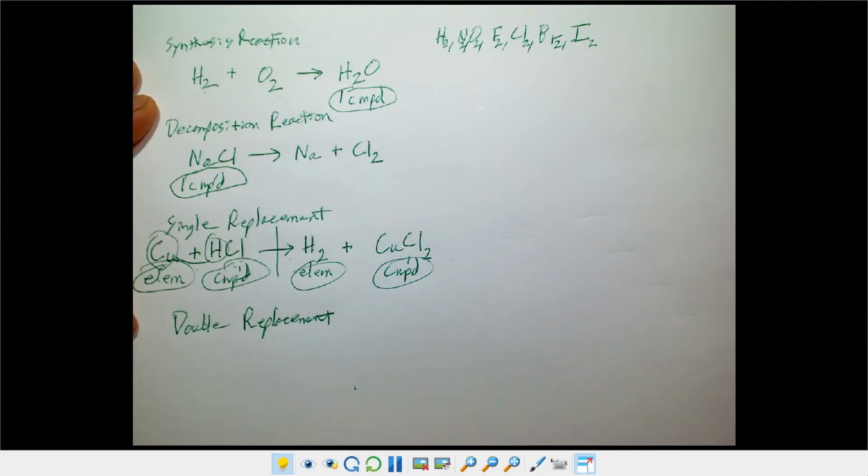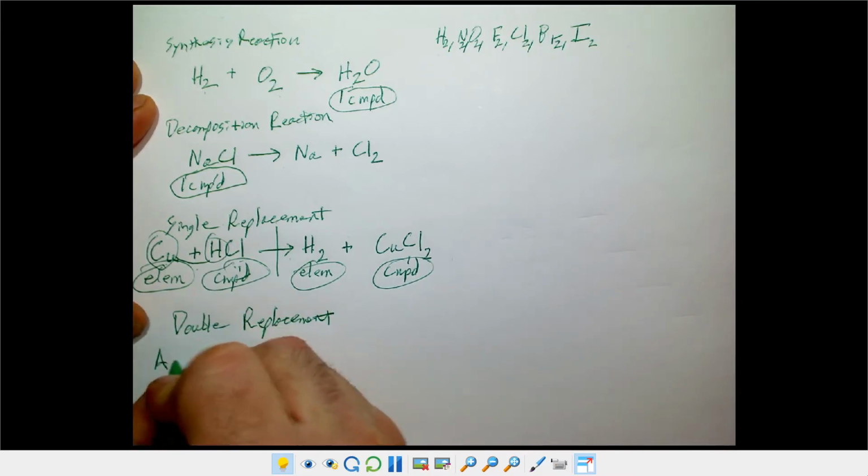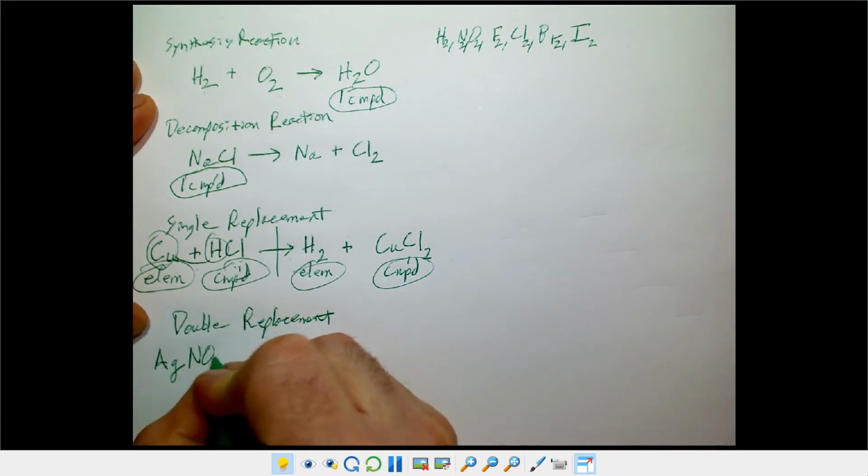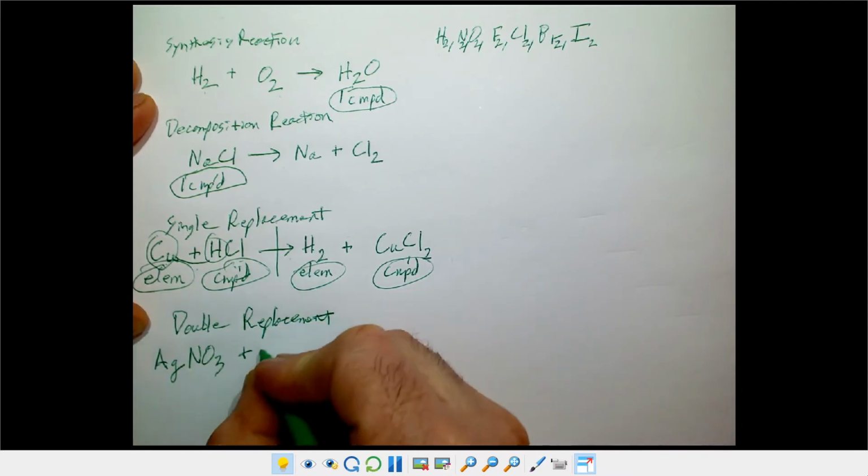Right? So for a double replacement, the same kind of thing happens as a single replacement, but you have these two different compounds that do that switching. So let's say you're going to take the compound AgNO3. And maybe you're going to react that with salt water.